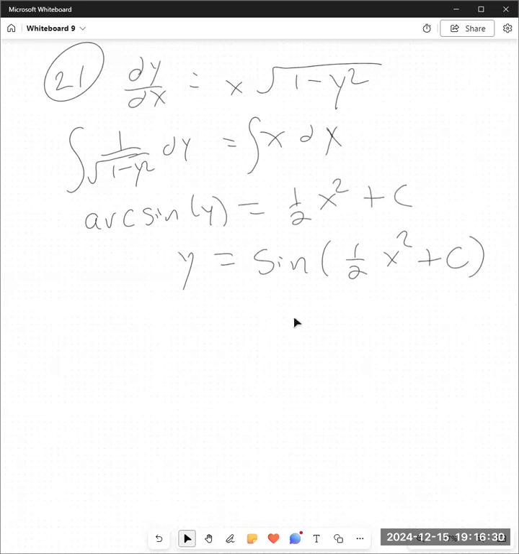I'll stop it there. The rest of the problems are initial value problems that are the same ideas, but you can just stick in the initial conditions and solve for the constant c and get a particular solution.